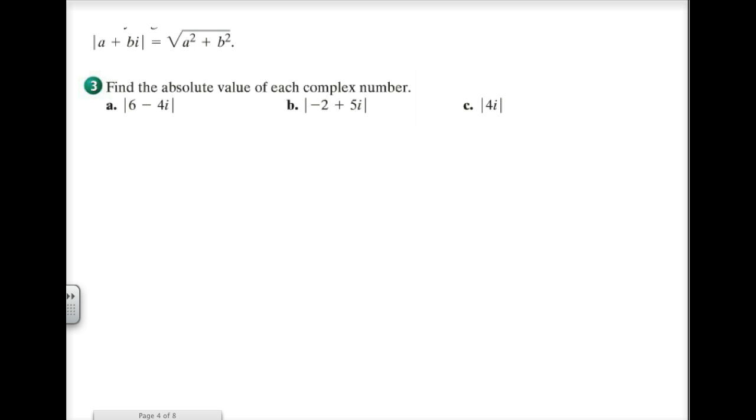Now, finding the absolute value of a complex number. There's a lot of stuff in this video, so you want to make sure that you're breaking it down. If you need to go back, please review. The absolute value of a complex number is given by this formula.